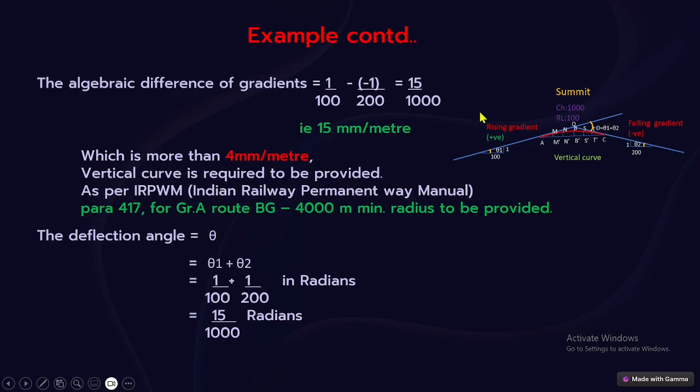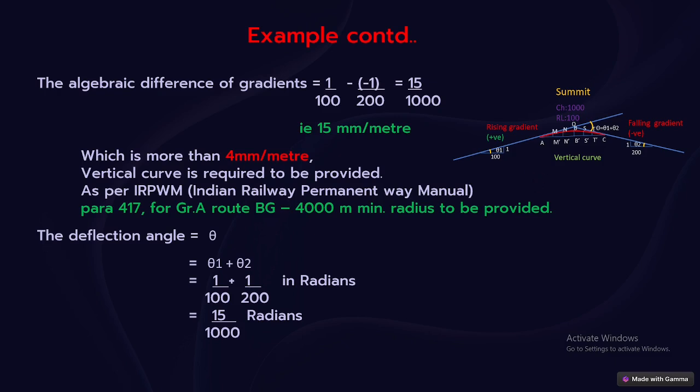And for fixing the tangent length, tangent point, we need to know the deflection angle. So deflection angle equals theta 1 plus theta 2. So theta 1 equal to 1 by 100. We are keeping everything in radians now. Suppose tan theta equal to 1 by 100, so theta is equal to tan inverse of 1 by 100.